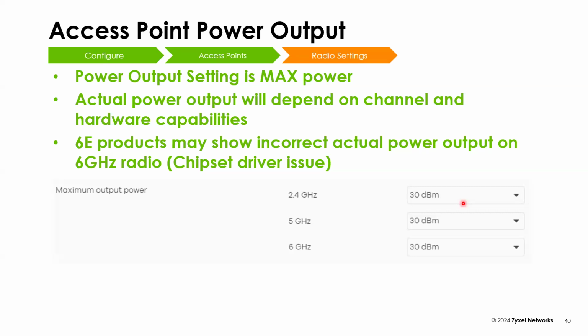And then when it came to our 6E products, it doesn't show the correct power output due to a chipset driver issue from the chipset maker. So that may cause some lower than actual output power to show up on the status page.